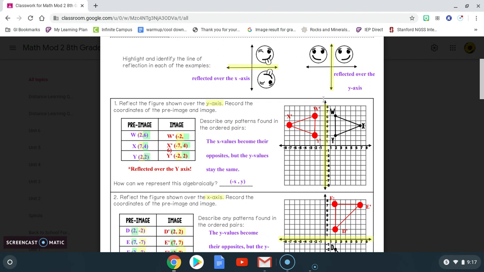So think: whatever axis it's going over, those values stay the same, but the other value will change and become the opposite. That's why the x values were negative. So that's how you can write it: negative x values, but y stayed the same.